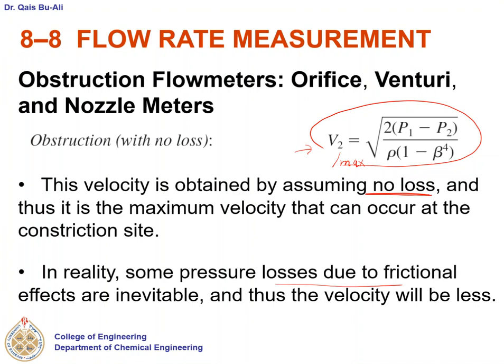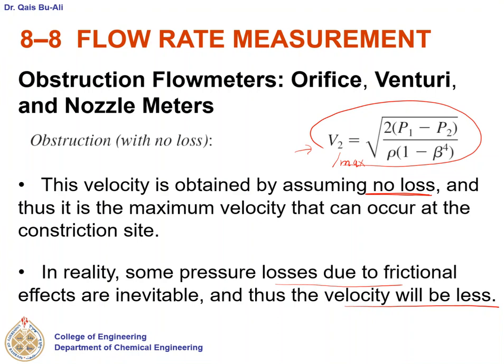يعني لا مناص من ذلك. You have to lose some of your pressure because of this. And thus the velocity will be less, لأن في pressure losses, so I cannot maintain the same maximum velocity at point 2. So I have to consider the losses here.